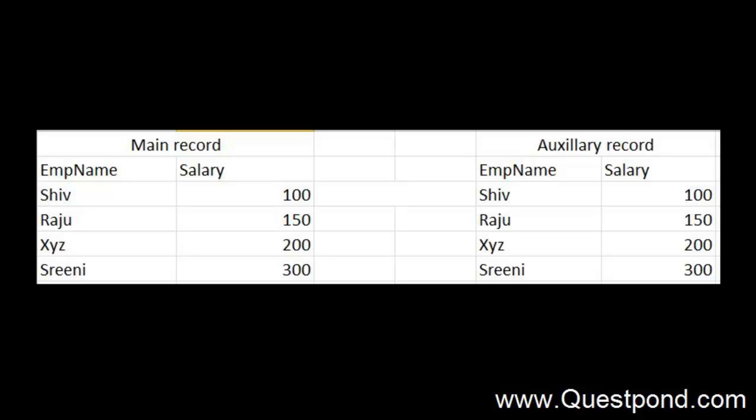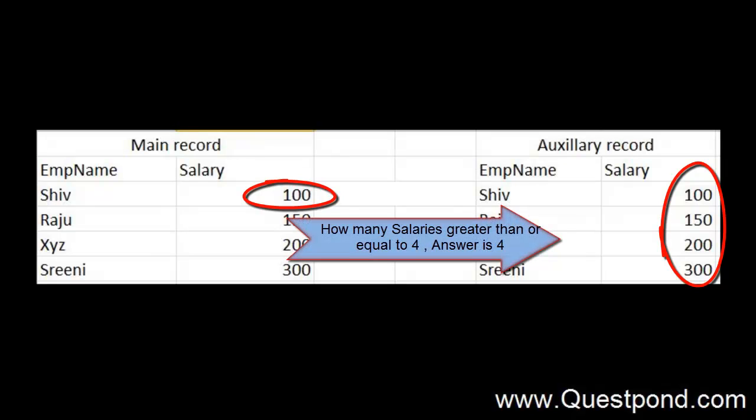Now let's assume that we want to find the second highest. Here's how the process will move. We take the first record, that is 100. We take the value 100 from the main record table and compare it with the auxiliary table, asking how many people's salary are greater than or equal to 100. The answer we get is 4. Why? Because 300 is greater, 1, 200 is greater, 2, 150 is greater, 3, and 100 is equal. So 4. Definitely this is not the second highest, and this record is discarded.